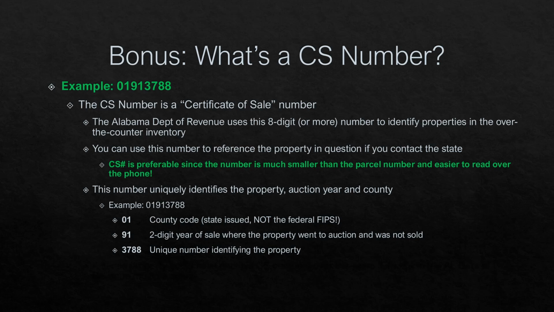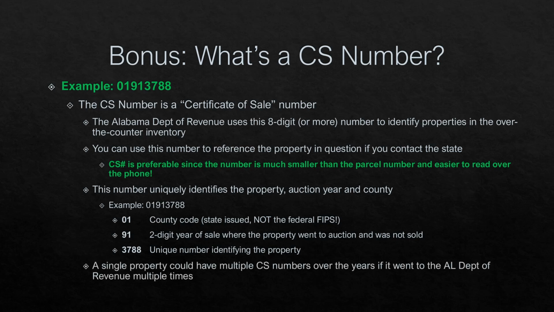The last 4 digits is just a unique number identifying the property. You'll notice that that's 4 digits in this case. That's 10,000 possibilities. If an auction had more than 10,000 leftovers, this number gets bigger. So if they issue, for whatever reason, a larger number, you can see a CS number longer than 8 total digits. So again, why am I telling you this?